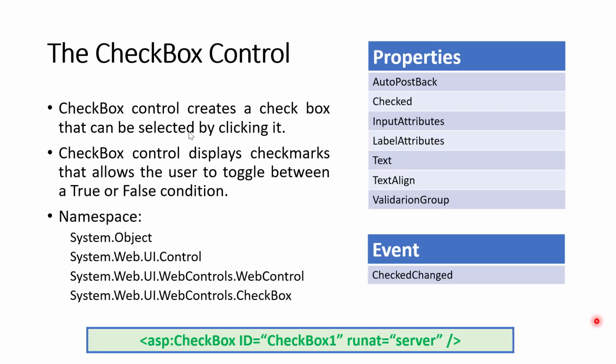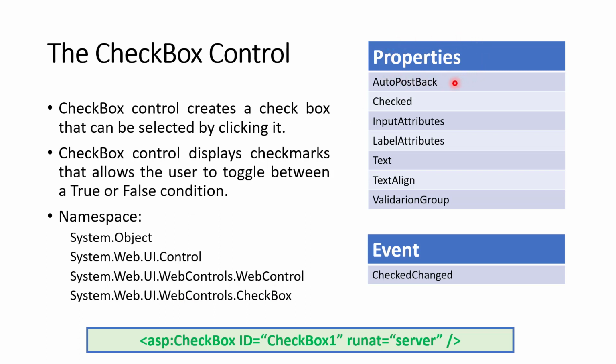Our next control is the checkbox control. The checkbox control creates a checkbox that can be selected by clicking it. The checkbox control displays check marks that allow the user to toggle between a true or false condition. The namespace hierarchy for the checkbox control is System.Object, System.Web.UI.Control, System.Web.UI.WebControls.WebControl, and System.Web.UI.WebControls.CheckBox.